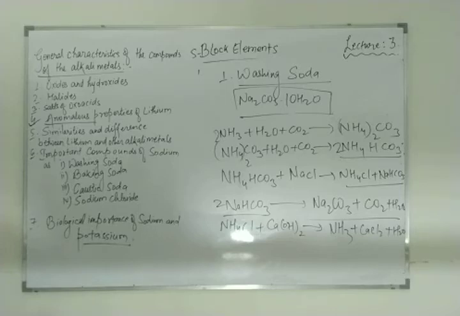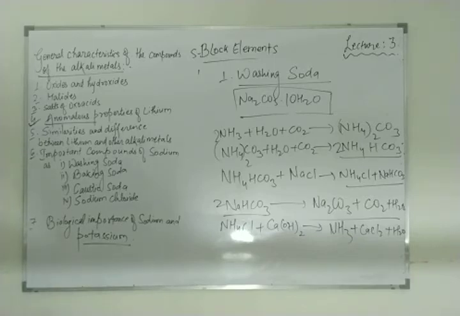This is also called washing soda. It is readily soluble in water. On heating, the decahydrate loses its water of crystallization to form the monohydrate. Means one by one, as you heat this washing soda, Na2CO3·10H2O, it will become Na2CO3·9H2O, again 8H2O, 7H2O, and at last you will get Na2CO3·H2O. The carbonate part of sodium carbonate gets hydrolyzed by water to form an alkaline solution. Carbonate, CO3 2 minus, when it reacts with H2O, gives HCO3 minus plus OH minus.